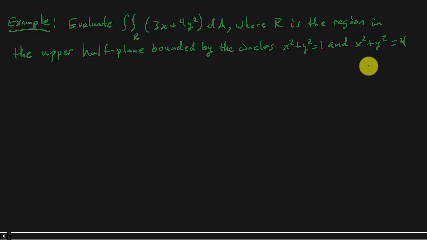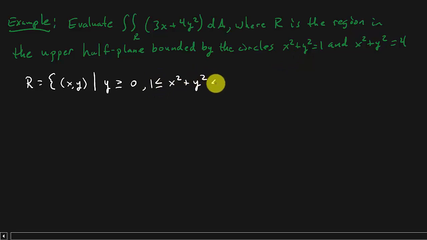All right, so we've got our region. That's going to be the set of all x, y, such that y is greater than or equal to 0, and we've got that x squared plus y squared is between 1 and 4. Because this is a circle with radius 1, this is a circle with radius 2. So we know this thing here is going to be between 1 and 4.